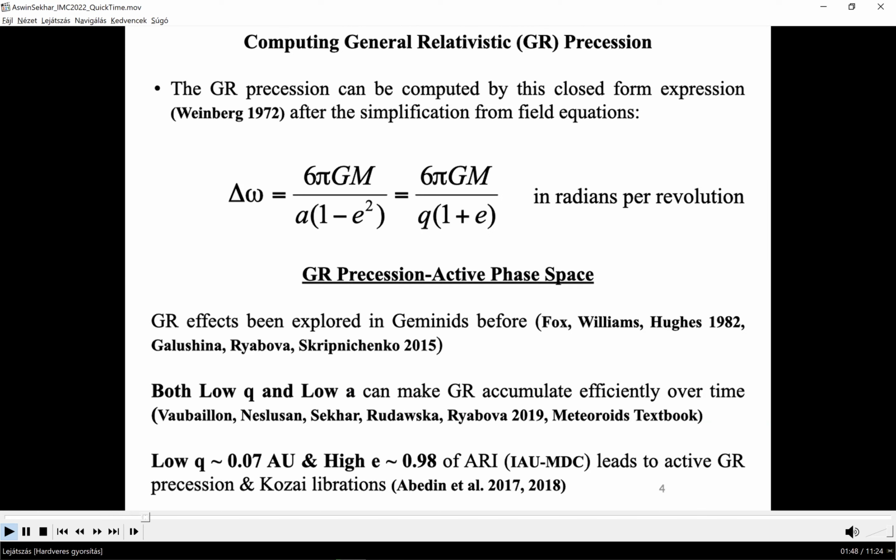And from this expression, you can see that low q and low a is the combination which can actually make GR accumulate very efficiently over time. And this low q and high eccentricity of Arietids leads to this active GR precession and Kozai librations happening together.